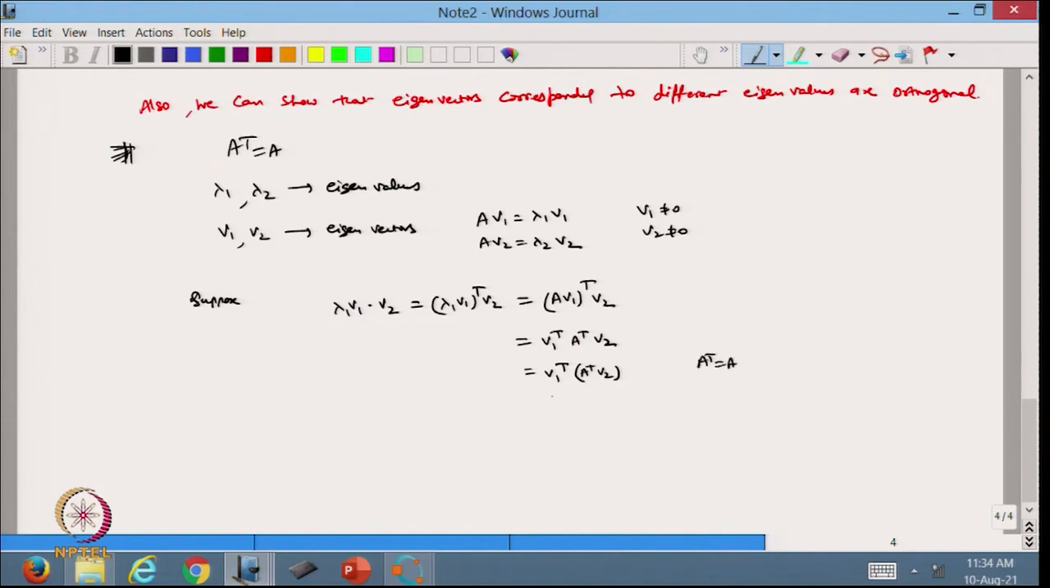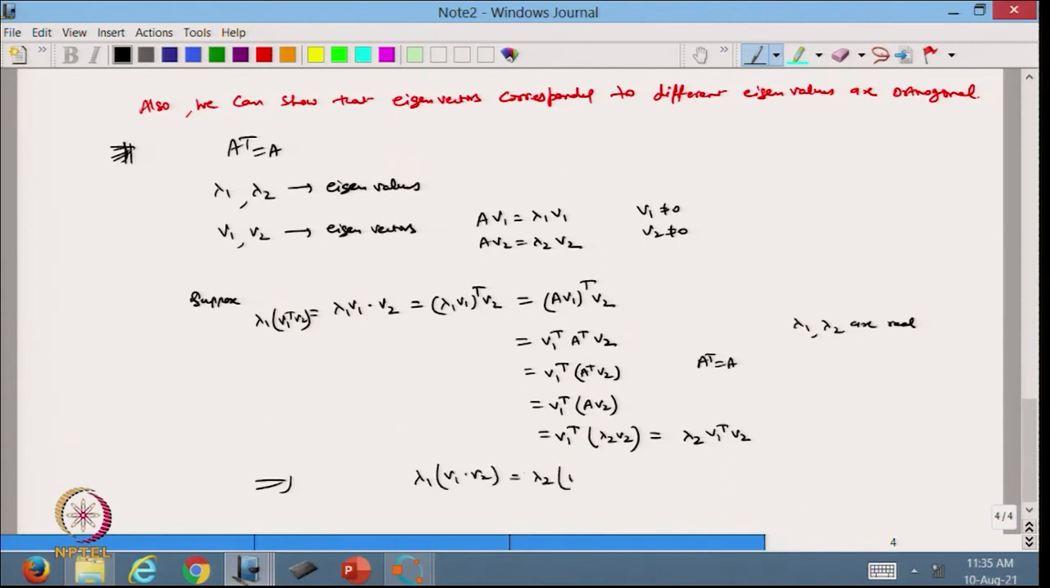Now, A transpose is equal to A. So, I can write V 1 transpose A V 2, and A V 2 is lambda 2 V 2. From here, I can write this as lambda 2 V 1 transpose V 2, because lambda 1 and lambda 2 are real, so no problem. So, lambda 1 V 1 dot product V 2 is equal to lambda 2 V 1 dot product V 2, which implies that lambda 1 minus lambda 2 times V 1 dot V 2 is 0.